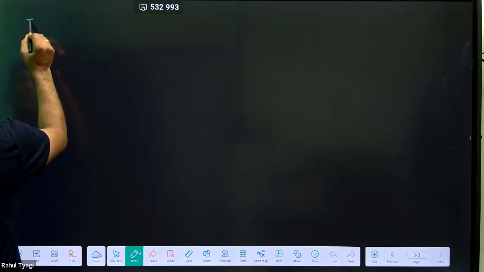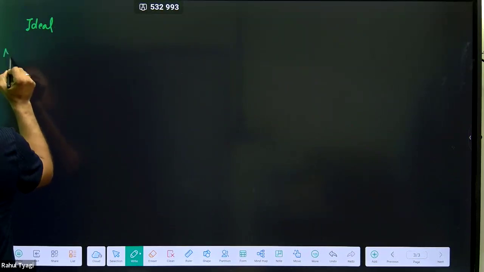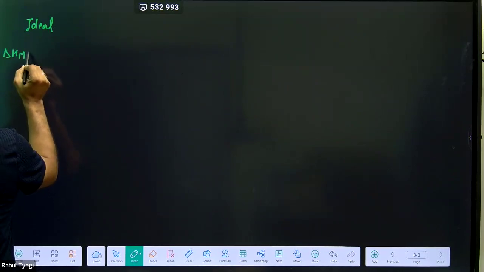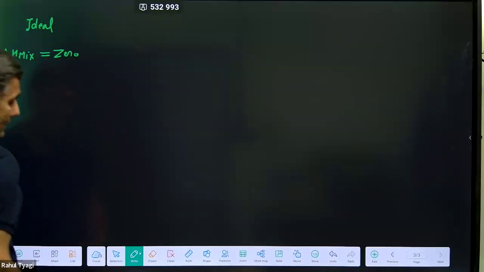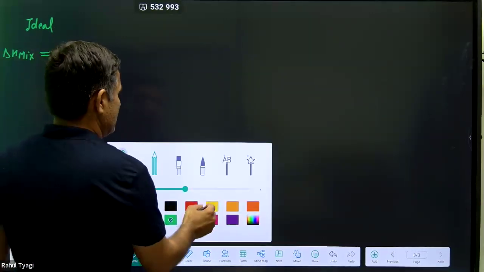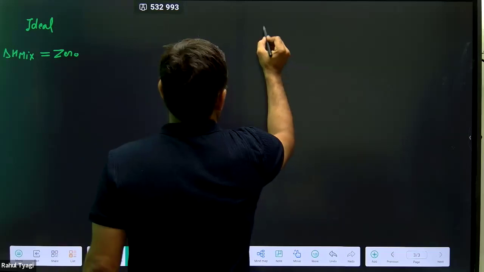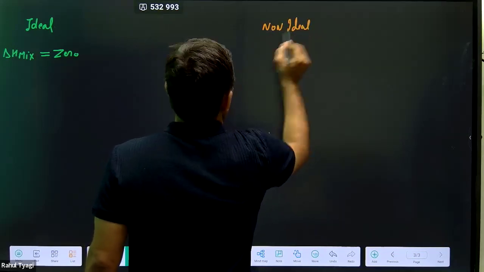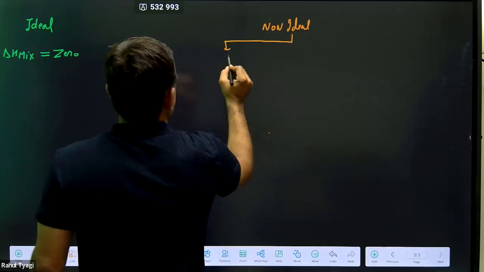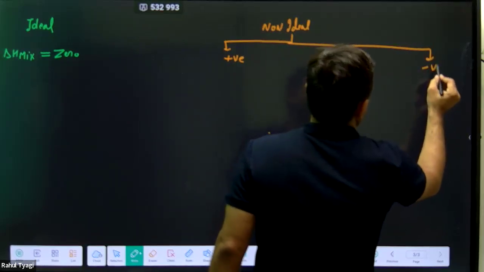Now in case of ideal solution, delta H of mixing is equal to 0. Delta H of mixing is equal to 0. In case of non-ideal, here is the positive deviation and here is the negative deviation.